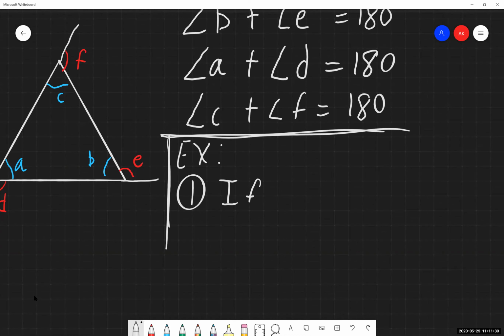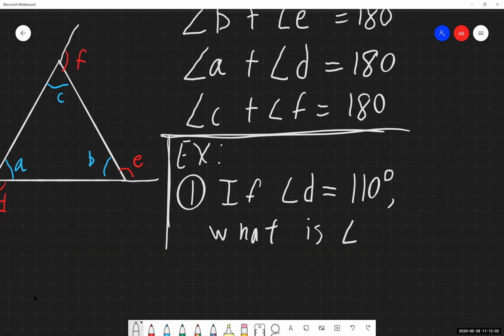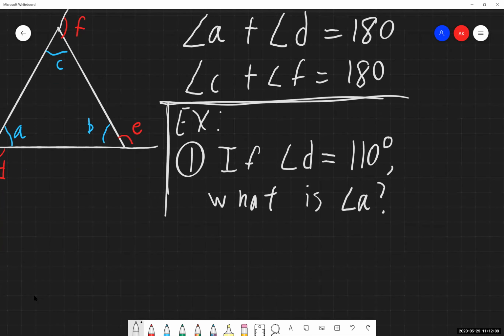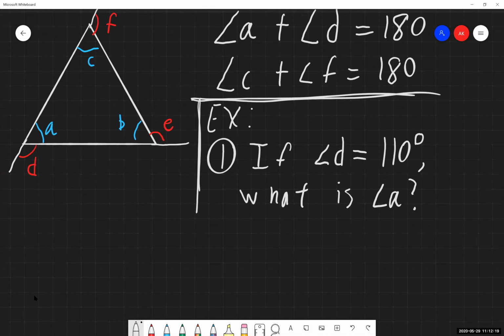So let's say we're told if angle D is equal to 110 degrees. I'm going to try and make this angle look a bit better, not like an L. There we go. If angle D is equal to 110 degrees, what is angle A?